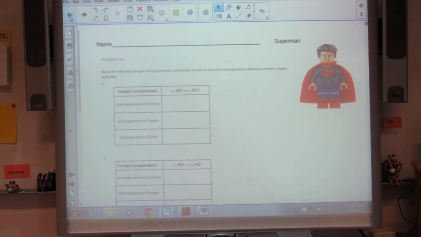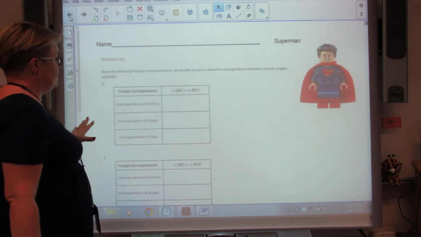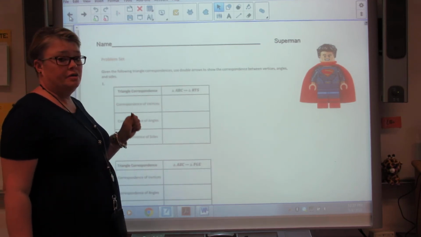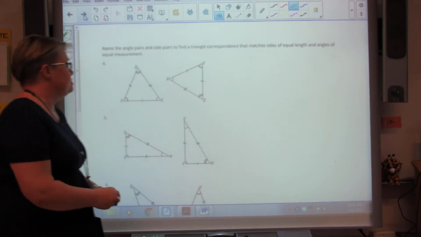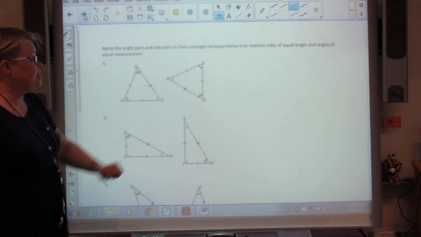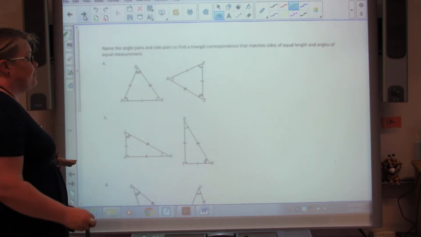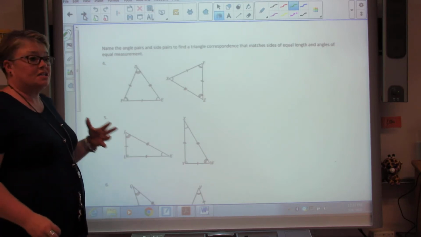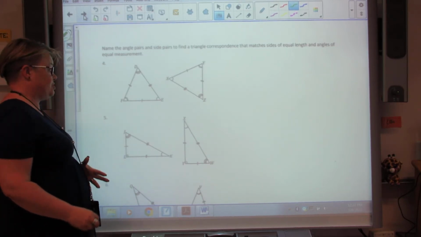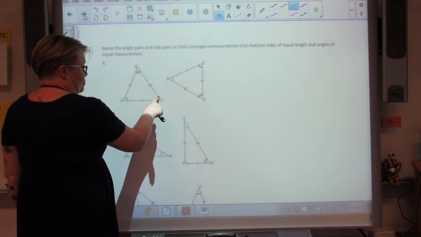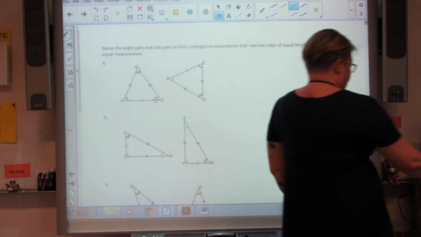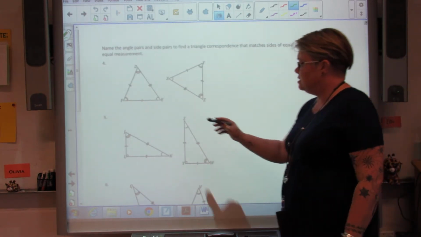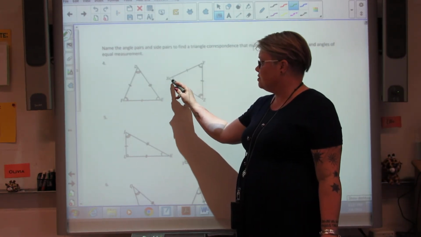Okay, so we're going to look at corresponding parts of triangles. So I want you to go to the Superman page, but we're going to look at the back side of that page. And we have two triangles, and we're looking at the fact that the pieces correspond to each other. They match. So when I have one little arc in this corner, it's going to mean that it's congruent to the one arc in the other corner.